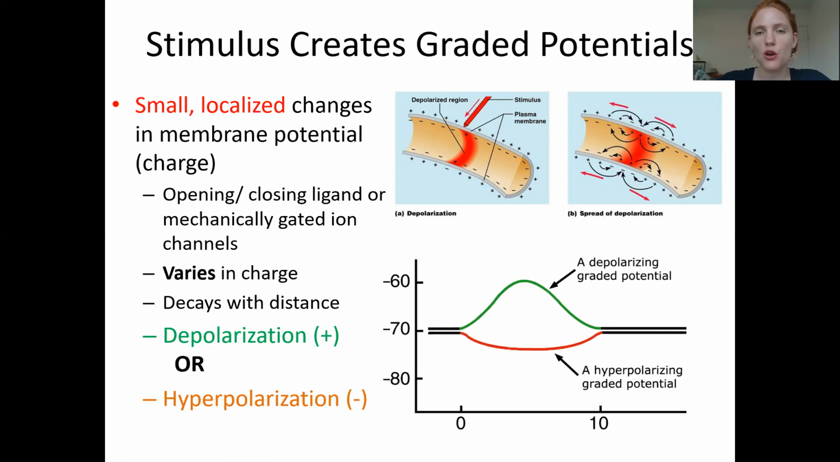Okay, so at this point, we create a small localized change in charge, either more positive, depolarization, or more negative, hyperpolarization, and which one it is entirely depends on what type of stimulus it is and what type of receptor it is. For example, in the eye, a lot of those receptors respond to hyperpolarization versus depolarization. So for now you just need to know depolarization more positive, hyperpolarization more negative.